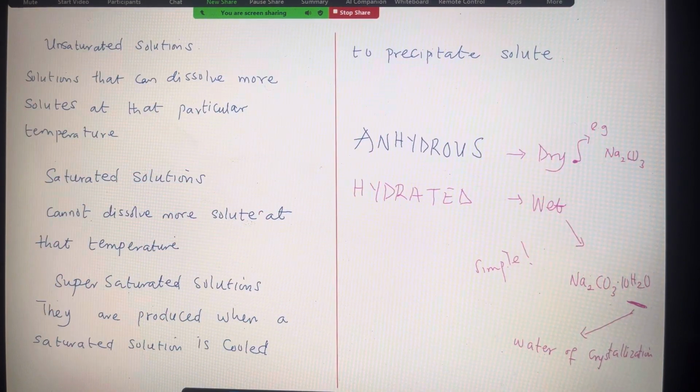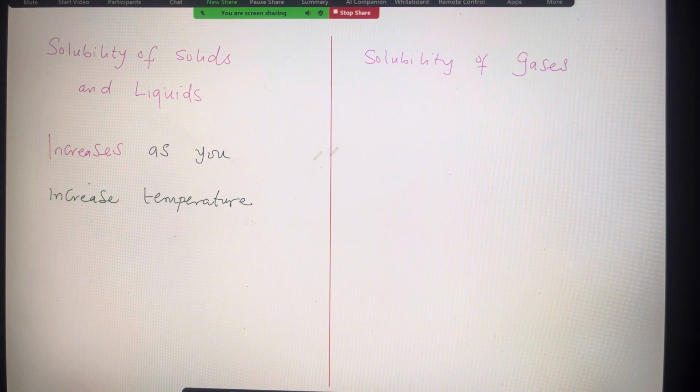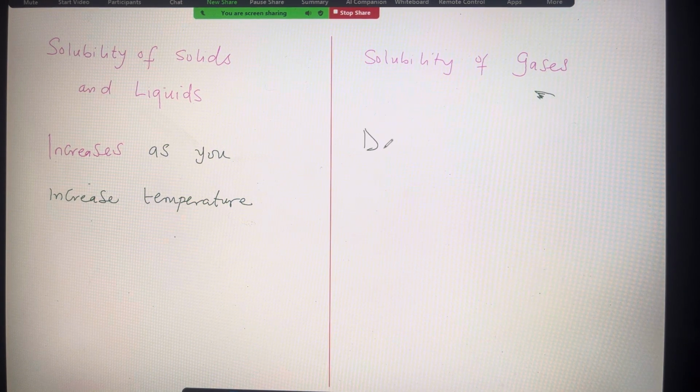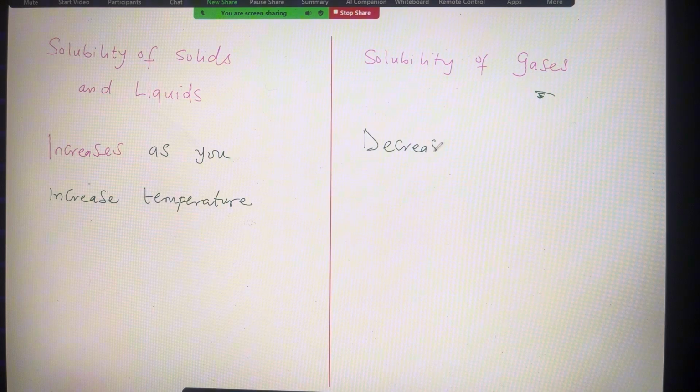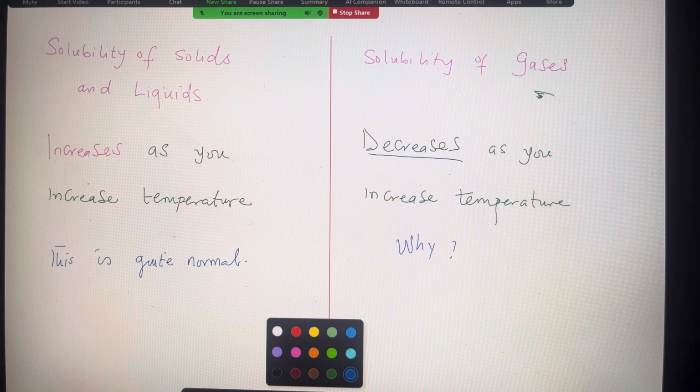Then another thing we're going to talk about, of course, is the very important solubility of solids, liquids and gases. Basically, as you increase the temperature, the solubility of solids and liquids increases. That's what you have on the left hand side. And then on the right hand side there, the solubility of gases decreases as you increase temperature. So please take note of this. For solids and liquids, it's quite normal that if you increase temperature, solubility increases, yes. But for gases, different. It actually decreases.